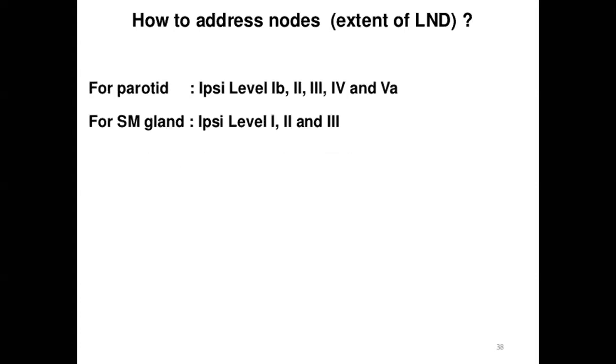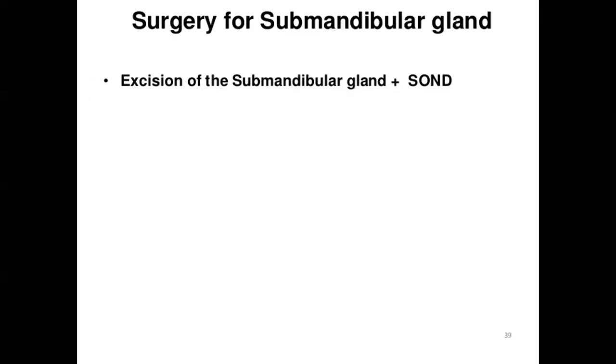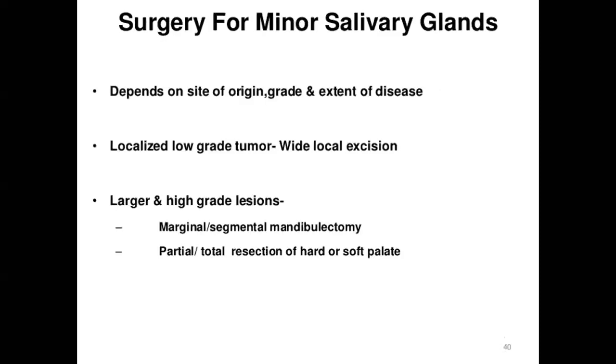For the parotid, ipsilateral levels 1, 2, 3, 4, and 5A are dissected. And for the submandibular gland, ipsilateral levels 1, 2, and 3 lymph nodes are dissected. Surgery for the submandibular gland is excision of the submandibular gland. It depends on the site of the lesion, grade, and extension of disease.